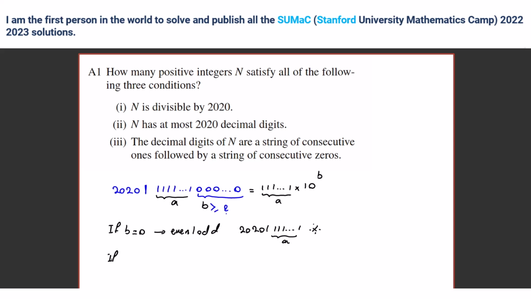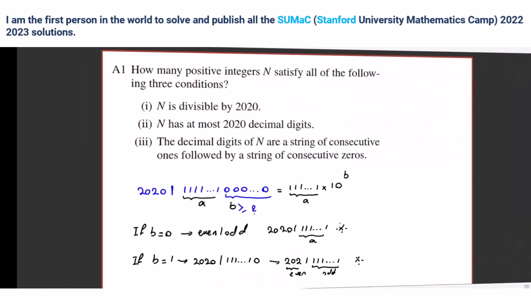What about if B is 1? It cannot be. Then 20 divides some number of ones and then one 0. What's the problem? Then 20 has to divide it, so it can't be. Exactly. 20 should divide some number of ones followed by a 0. This number is odd, this number is even. Again, we have a problem. Yes, sir. Okay.